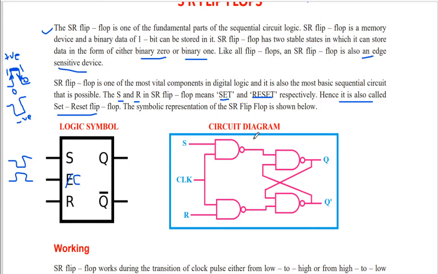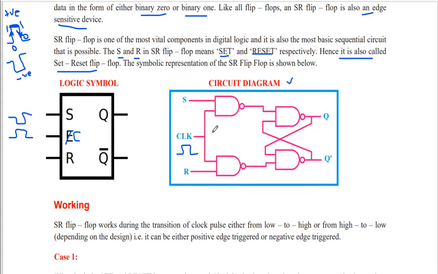You could see the circuit diagram of an SR flip flop. The circuit diagram looks the same as that of your SR latch. The only difference you could find is that instead of the enable input, we have the clock input, and the circuit we are going to demonstrate today will be working as a positive edge triggered flip flop. So this is how the circuit diagram of a set reset flip flop looks.